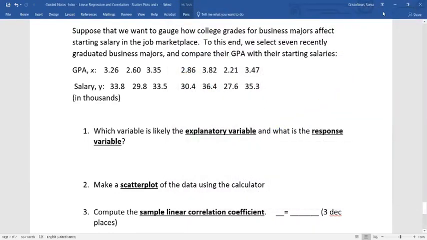I want to write down the answer right here. We did do a scatter plot. We actually put the line on the scatter plot, and the sample linear correlation coefficient is 0.988, which is very close to 1. So it indicates a very strong relationship between the GPA and the salary of business majors. With this, I conclude the video.